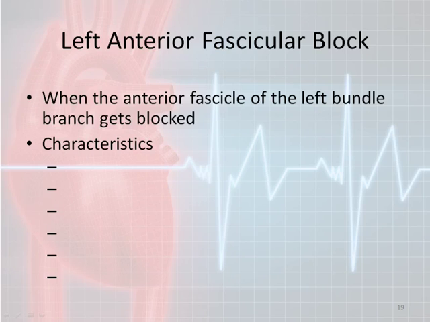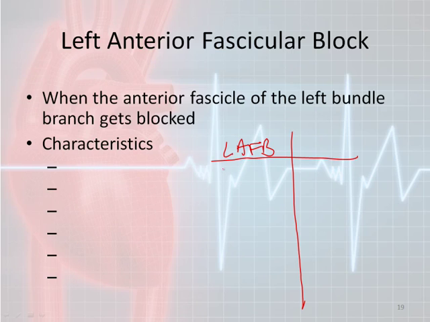Now what I want you to do is I want you to write this out kind of how I remember this, and this is how I wrote it initially when I first started learning it. Just draw yourself a T, kind of like that. Left anterior fascicular block goes on this side. Now the characteristics over here are basically what you're going to look for in an anterior fascicular block.